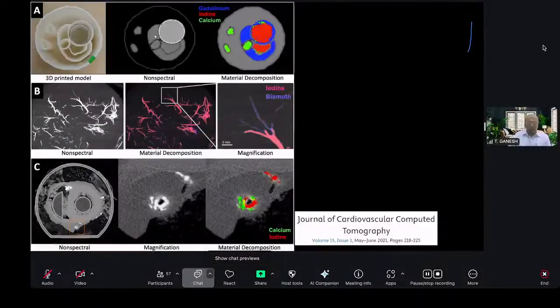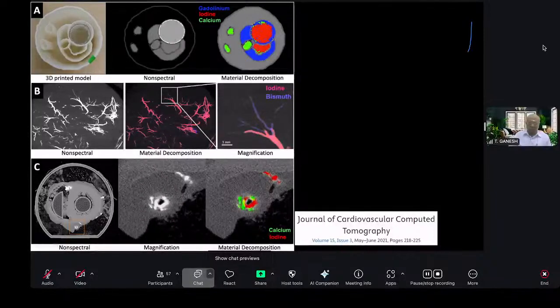So 3 more examples. You can see it's a 3D printed model. I'm not able to see what this is. You can see green calcium, and I think this is iodine or gadolinium, whatever it is. So different liquids are kept in this 3D printed model, and you will be able to differentiate between calcium, gadolinium, and iodine. And similarly here, iodine and bismuth.